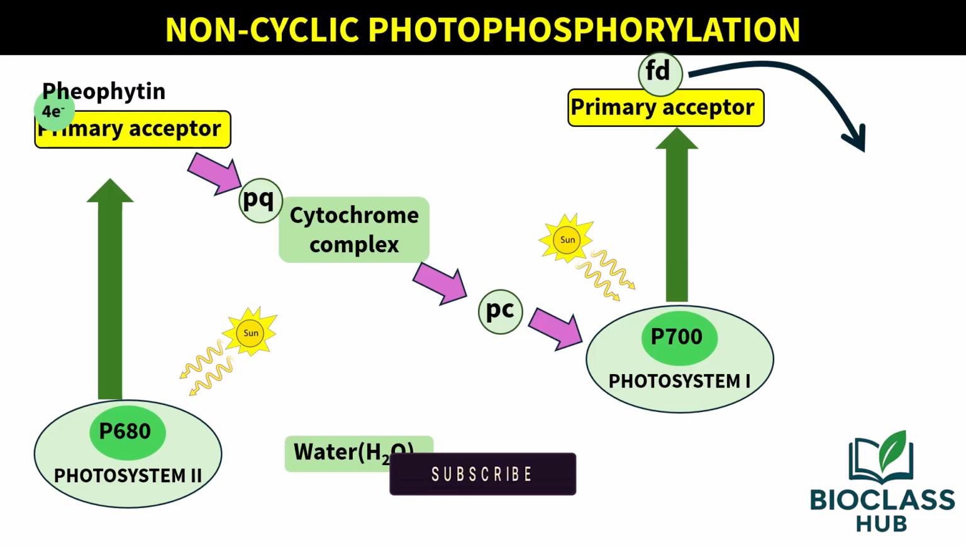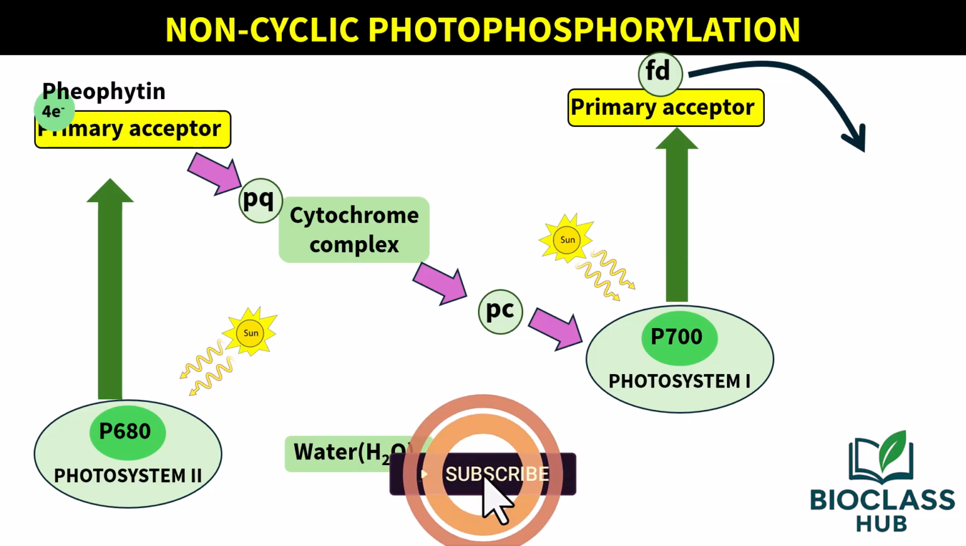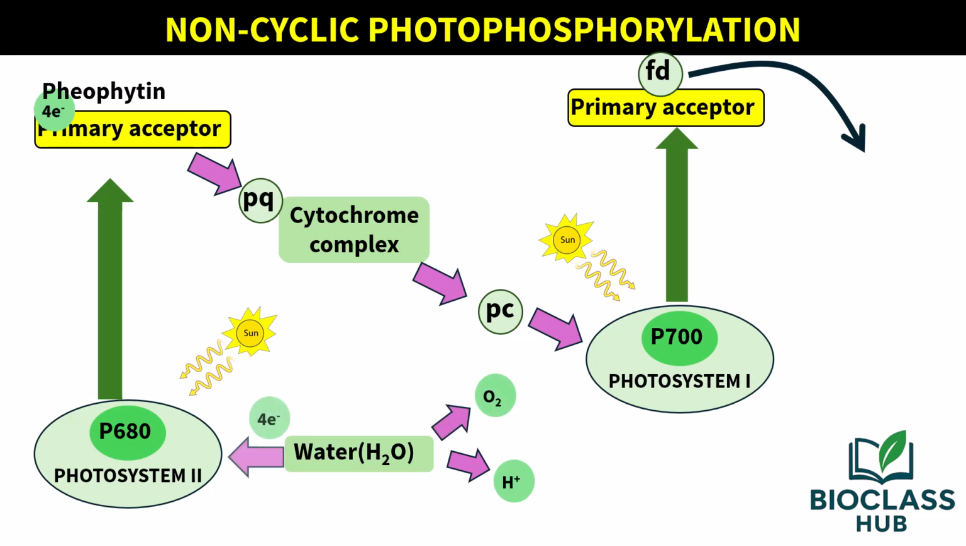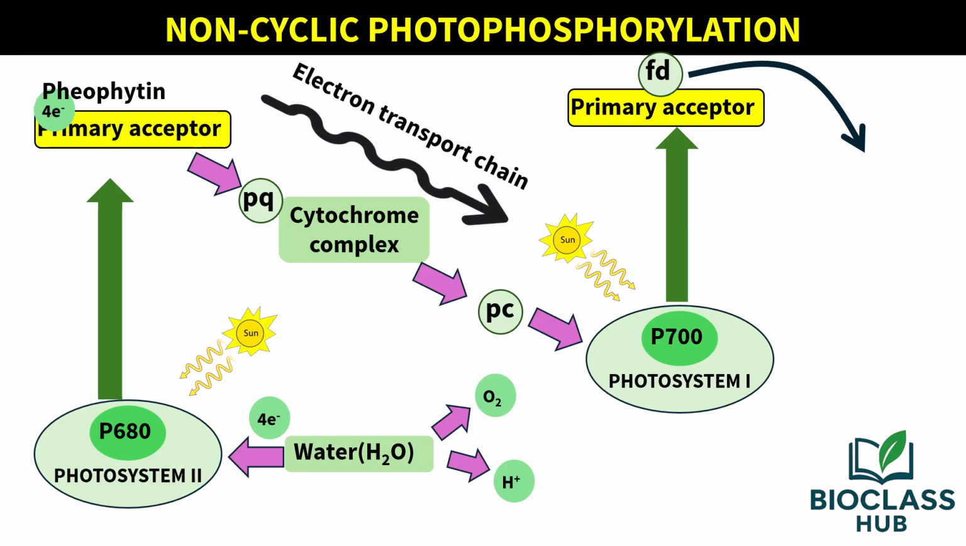Photolysis of water. To replace the electrons lost by P680, water molecules are split in the thylakoid lumen into hydrogen ions, electrons, and oxygen. The electrons replace those lost by P680. The hydrogen ions help in forming NADPH and ATP. The oxygen is released as a byproduct.